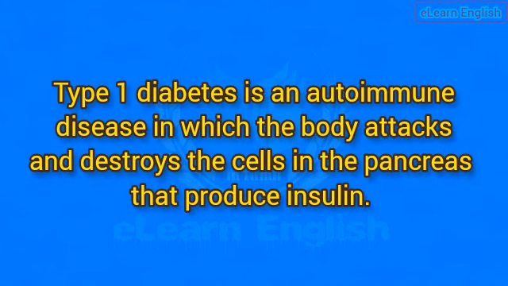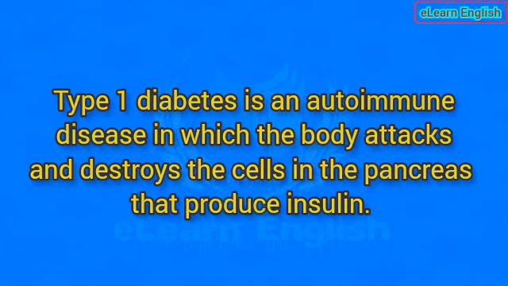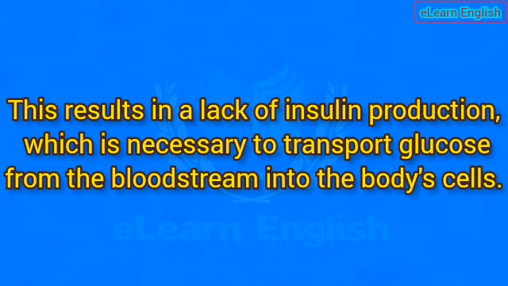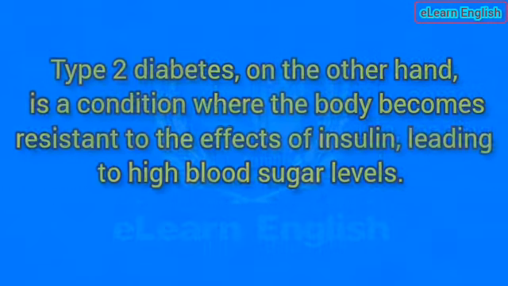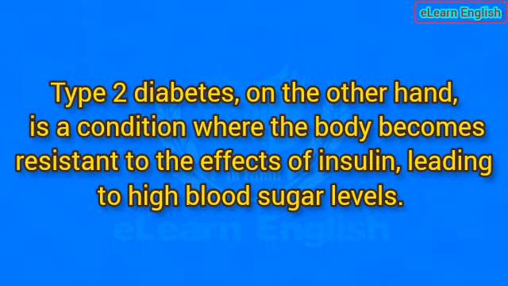Type 1 diabetes is an autoimmune disease in which the body attacks and destroys the cells in the pancreas that produce insulin. This results in a lack of insulin production, which is necessary to transport glucose from the bloodstream into the body's cells. Type 2 diabetes, on the other hand, is a condition where the body becomes resistant to the effects of insulin, leading to high blood sugar levels.